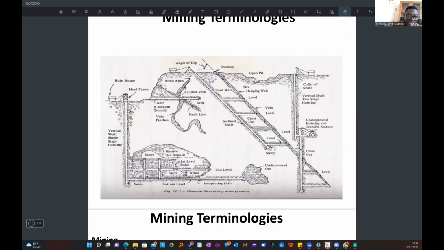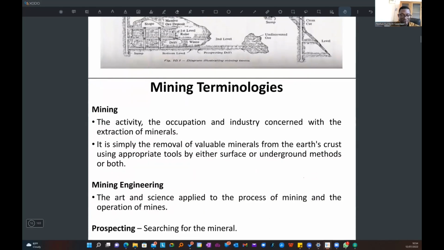We have a footwall. We have hanging wall. We have cross cut. We have vein. We have a lot. For an underground mine, it's a complete village on its own, seriously. And so these are some of the things we are going to see or hear about if we work underground.